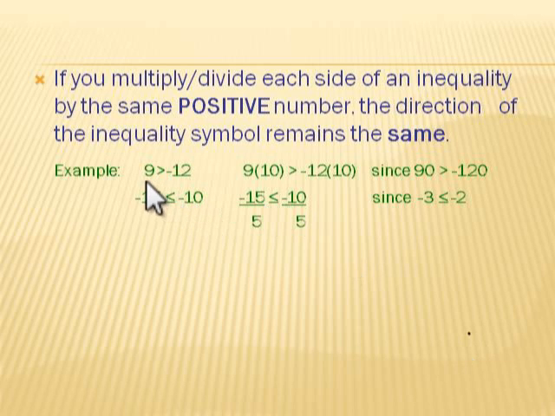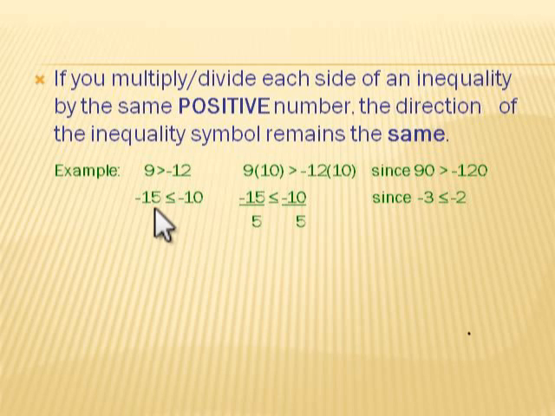So here's an example. 9 is greater than negative 12. If we multiply each side of the inequality by 10, we still have a true statement. 90 is greater than negative 120. And the same is said to be true of division.